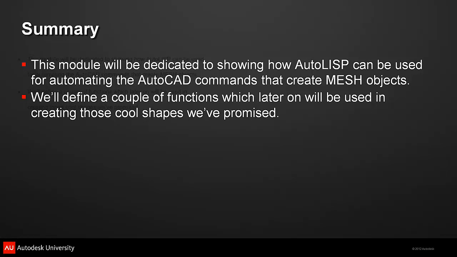AutoLisp is frequently used as a scripting language in order to automate frequently used tasks. This is done by letting the program supply the information the user would have to enter in an interactive fashion from the command line or picking on the screen. Creating mesh objects is no exception. Typically, it would involve not only calling commands, but also setting certain system variables. This module will show how this can be done.